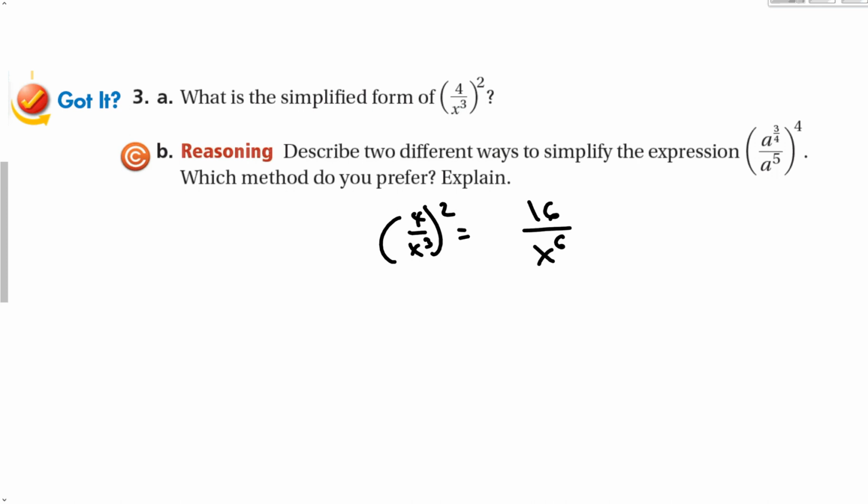Don't add, you multiply. Describe two different ways to simplify the expression a to the 3/4 to the fifth. Well, we could raise both of these to the fourth power like we just did in this problem, or we could subtract the exponents first and then raise my answer to the fourth power. Personally, with this fraction right here, I think raising it to the fourth power first would probably be a little bit easier, and then subtract the exponents. That way you don't have to subtract fractions.